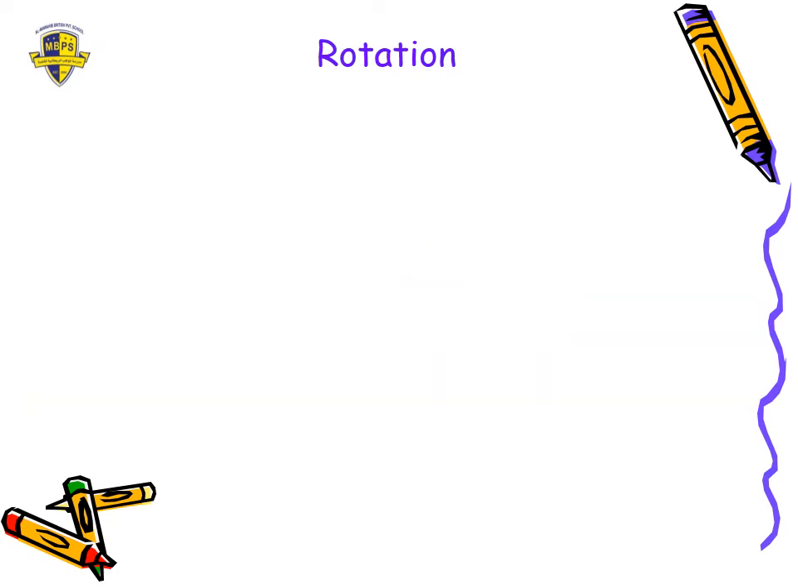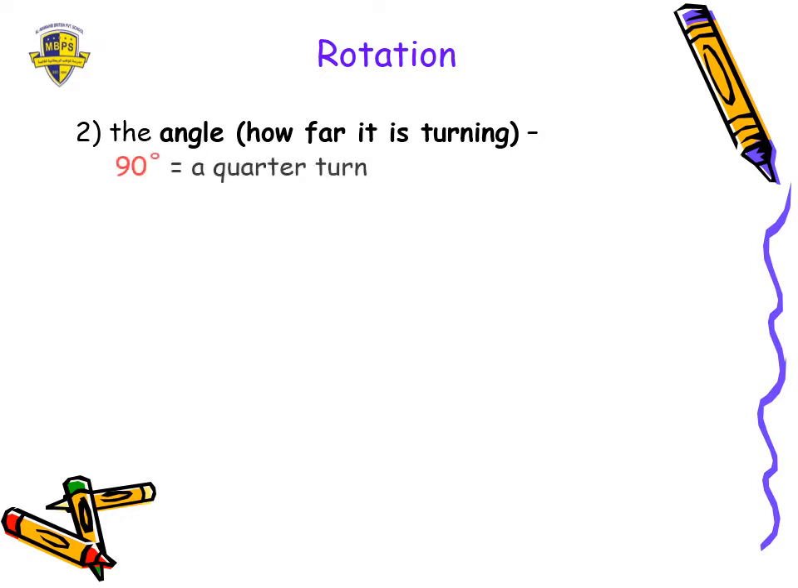Now, the second thing we need to know is the angle. And I say that today we are going to learn only the 90 degree rotation. So, we want to know if it is 90 degree anti-clockwise or clockwise.